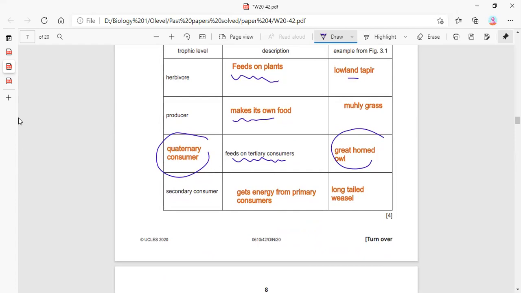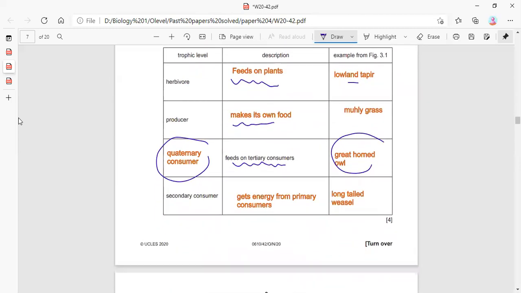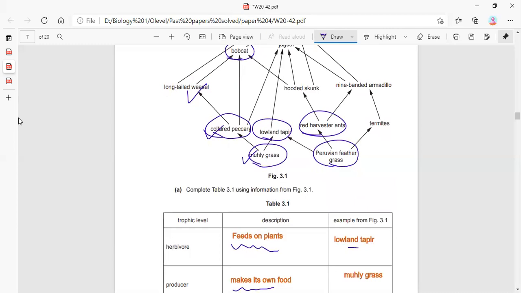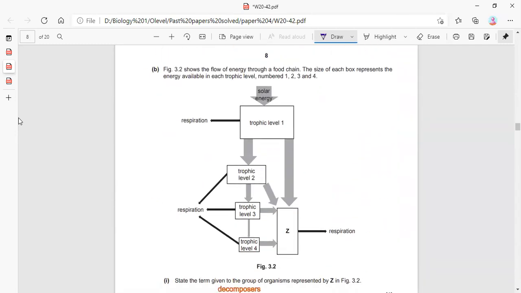طيب عايزة secondary consumer. إيه الdescription بتاعه؟ It feeds on the primary أو gets its energy from the primary consumer. فين secondary consumer؟ هنا producer, primary consumer. This is a secondary consumer. Okay, اداني بعد كده question B.